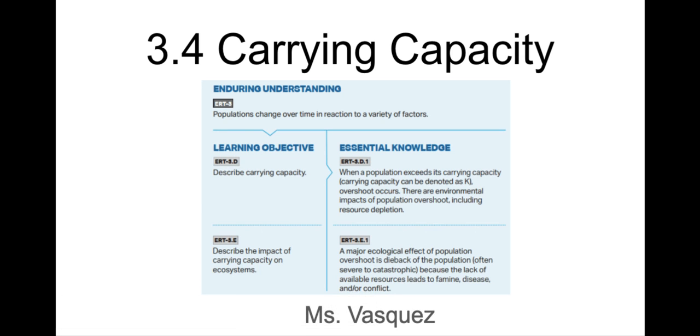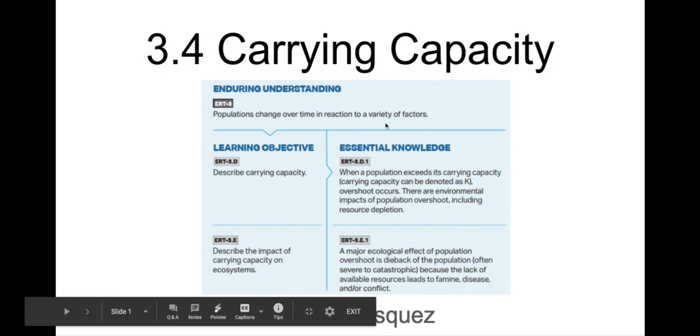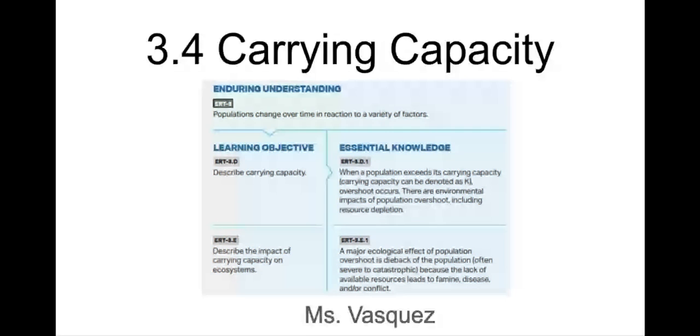Hello guys, I wanted to send a video for 3.4 to 3.6, so I'm covering three different subsections of Unit 3. Make sure that you read over the goals of each of the subsections before moving on, or at the very end you can refer back to the first slide and make sure you cover the information that you are supposed to understand for that specific section, okay?